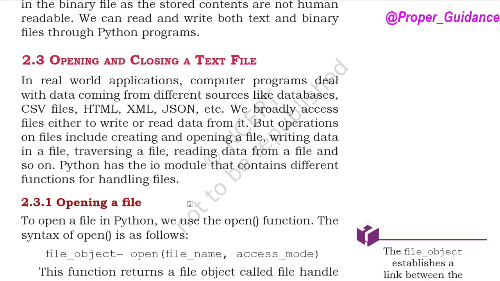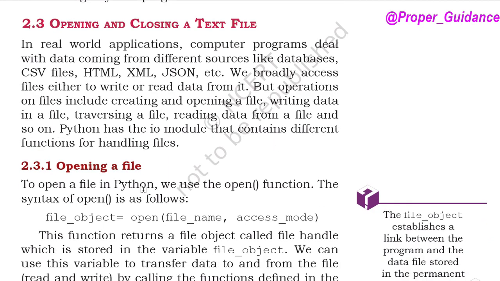Now, opening and closing a text file. How to open and close a text file? In real world applications, computer programs deal with data coming from different sources like databases, CSV files, HTML, XML, JSON, etc. We broadly access files either to write or read data from them, but operations on files include creating and opening a file, writing data in a file, traversing a file, reading data from a file, and so on. Python has the I/O module that contains different functions for handling files.